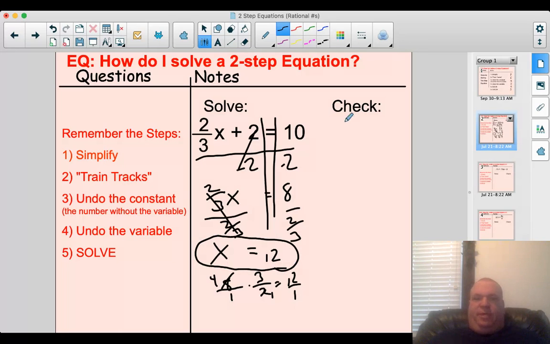Remember to check that. What we're doing is replacing the variable with what we're saying the variable equals. So I go back to my original equation and just replace that x with a 12 and make sure it works. So I do 2/3 times 12 plus 2, and I should get 10. Well, 2/3 of 12 means 2/3 times 12. We can multiply that or just think, a third of 12 is 4, so 2/3 of 12 would be 8. And 8 plus 2 is 10. So it checks out.